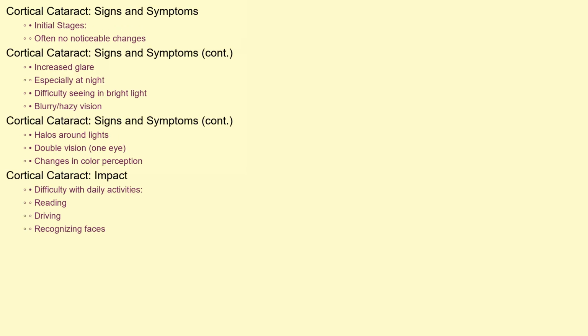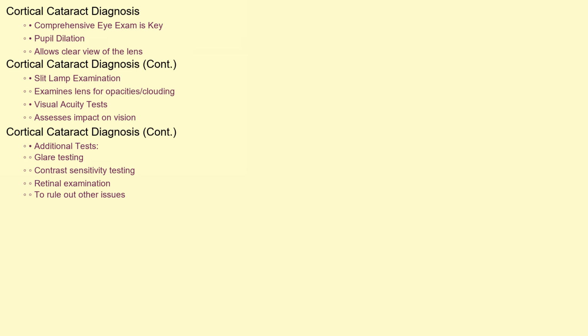What are the signs and symptoms of a cortical cataract? Initially, you might not notice any changes at all, but as the cataract progresses, you might experience increased glare from lights, especially at night, difficulty seeing in bright light, blurry or hazy vision that can't be corrected with glasses, halos surrounding lights, double vision in one eye, and changes in your perception of colors. These symptoms can significantly impact your daily activities, making it difficult to read, drive, or even recognize faces.